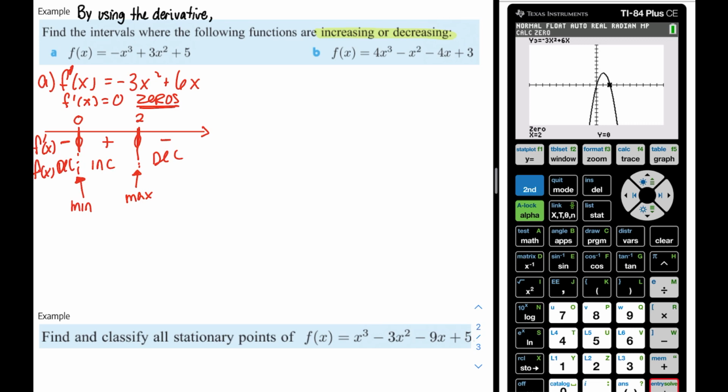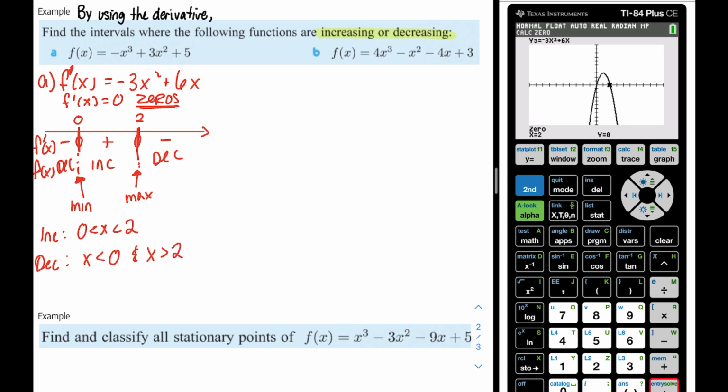So find the intervals for the following, increasing and decreasing. We would say that our function is increasing from 0 to 2. And I'm actually not going to use the equal to signs because at those values, it's neither decreasing nor increasing. And then it's decreasing when x is smaller than 0 and when x is bigger than 2.